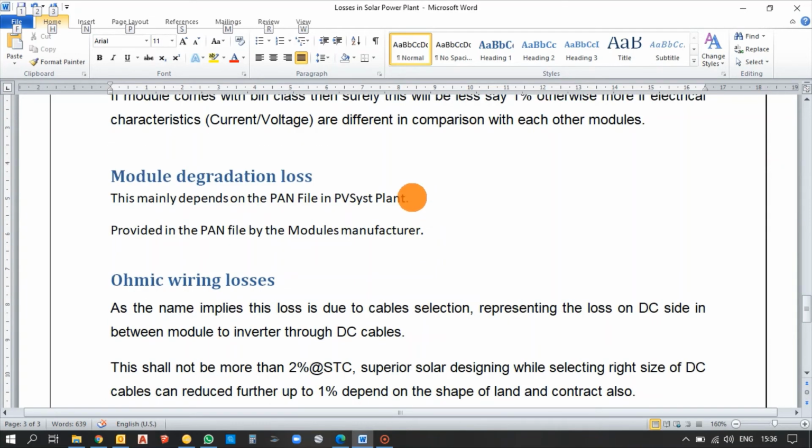Mainly depending upon the module, it may differ. Some modules may have 0.6% from the second year. It starts degrading every year. This will be provided by the module manufacturers, so the losses will be provided by the manufacturers. You will have the PAN file. In the PAN file, you will have a default module degradation loss while performing PVsyst.